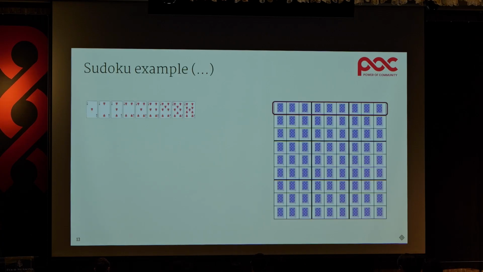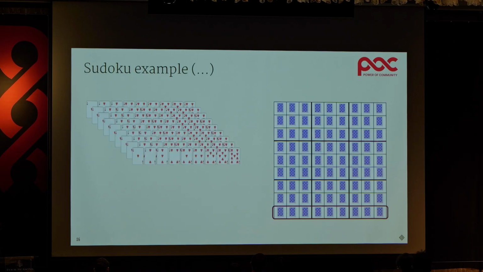We continue with the same principle by going through each of the rows. So each time the prover takes cards from the row, shuffles them, gives them to the verifier, who checks that yes, it is indeed all the cards from ace to 9. We continue with all the rows.